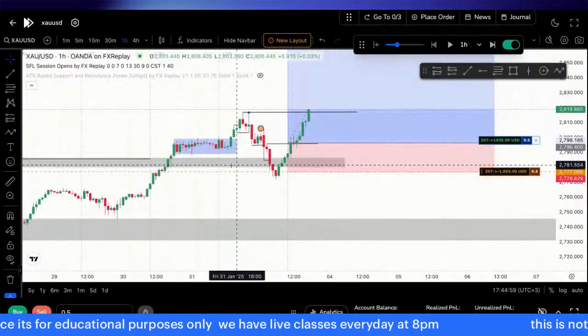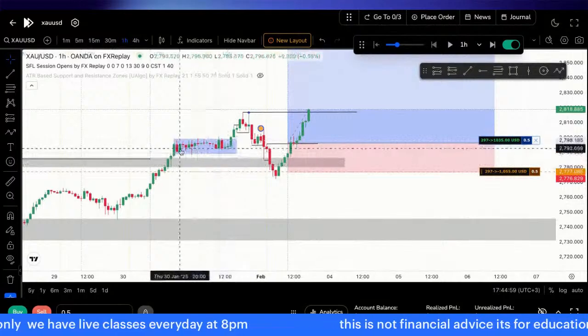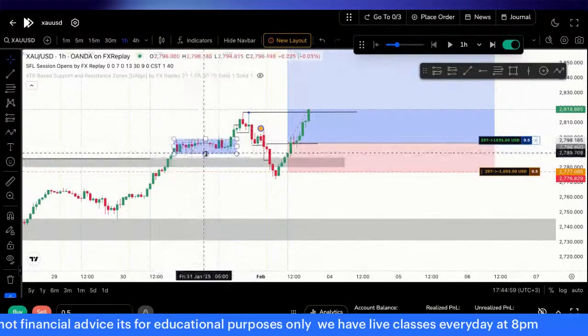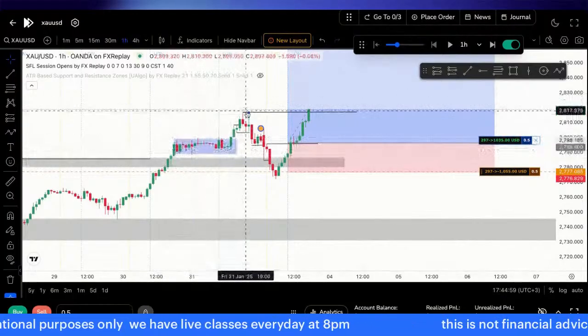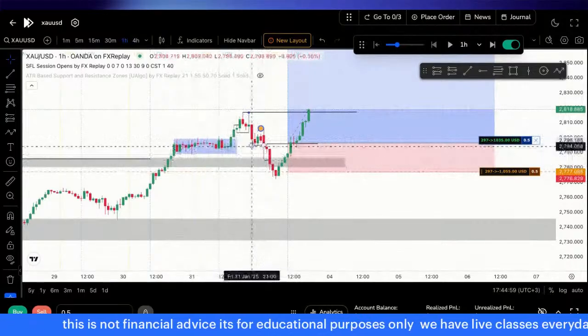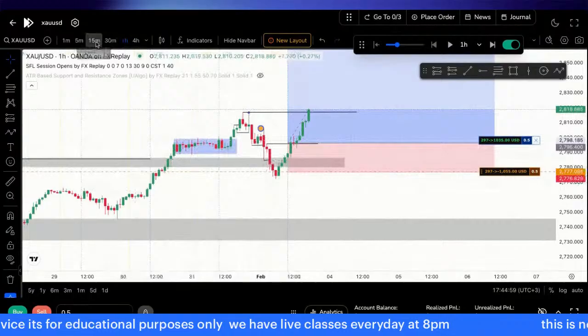So here we had our liquidity on the H1. This is a range. You know, there's a lot of sellers and buyers. So we cleared the sellers off, and now we came for the buyers. This is enough for liquidity. And now we go on M15.